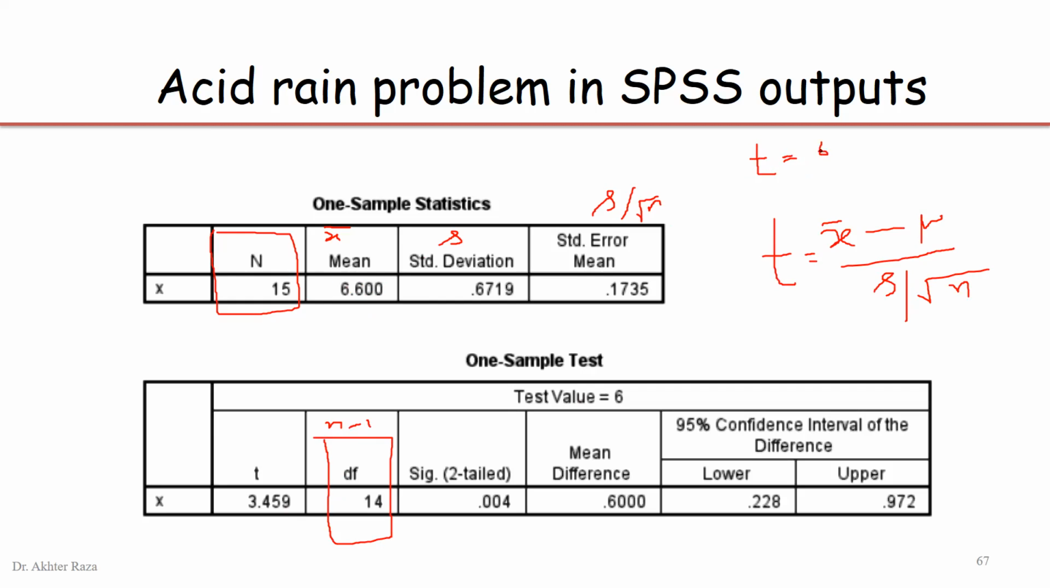So this t-score you can calculate and confirm. The value of x bar is 6.6 in SPSS, minus the mean of the population, which is stated in H naught, it is 6, divided by s upon root n, and the value of s upon root n is 0.1735. 0.1735 is the value of the standard error. If we divide and solve, this quantity will be 3.45.